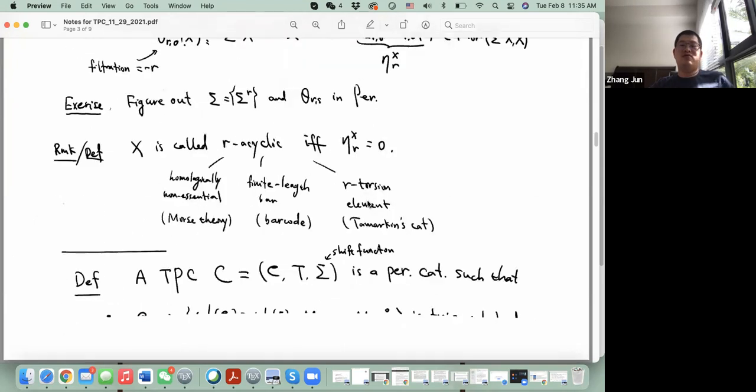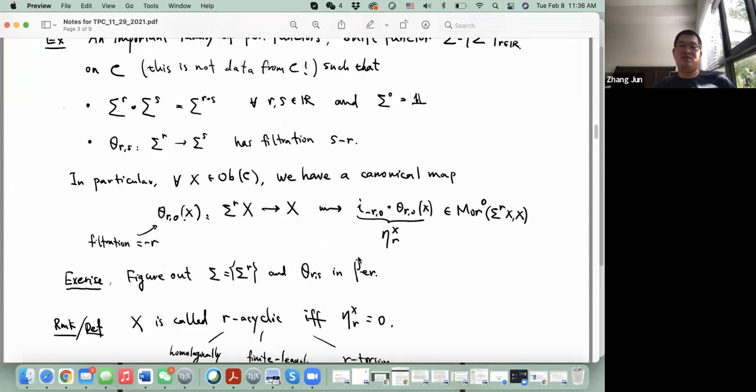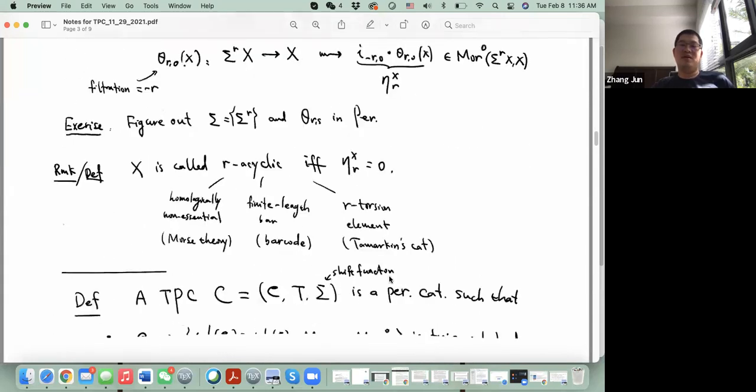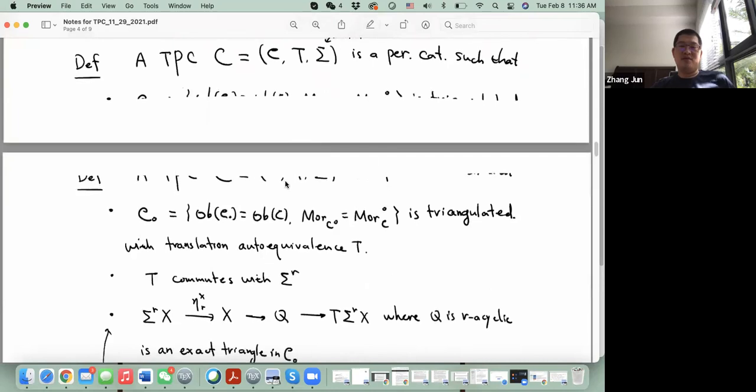Okay, so you have no questions. Let's move to TPC, the focus of our talk. So TPC will be a triple. It will be C, which is a persistence category, which we have discussed for the past 20 minutes. And there's a T, called the translation autoequivalence. And sigma is the shift function that we just talked about. So you see that we have to specify what sigma is.